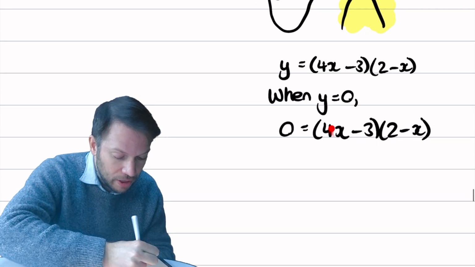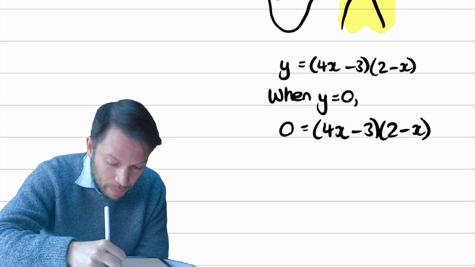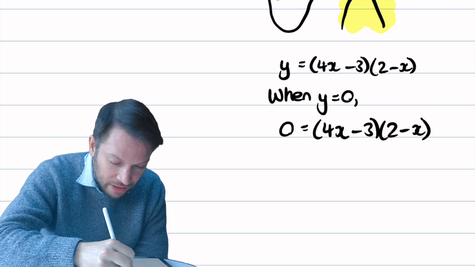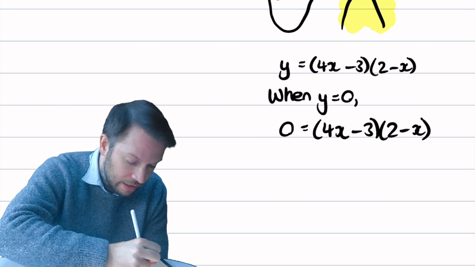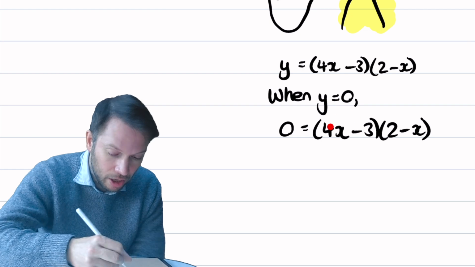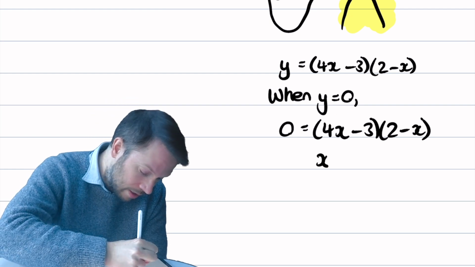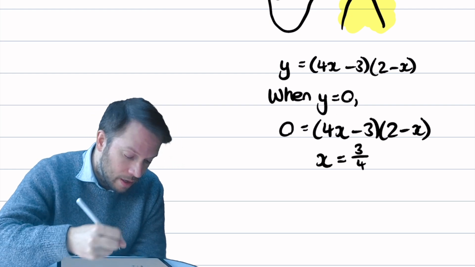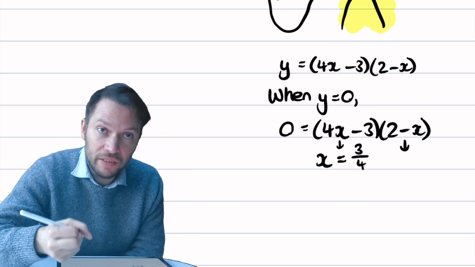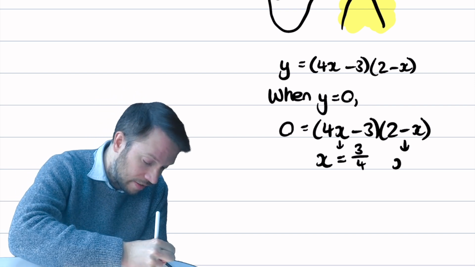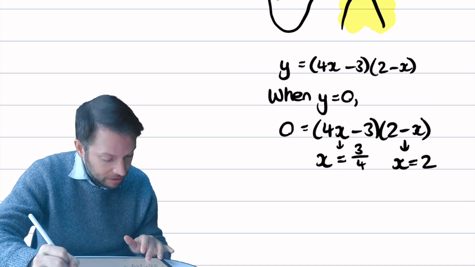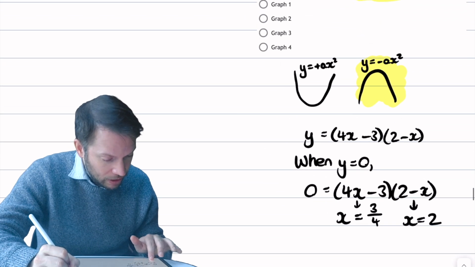So if the 4x minus 3 is equal to 0, remember the quick way of doing it is you can just negate the constant term. So you negate this to become plus 3 and divide it by the number in front of the x. So it's going to be positive 3 over 4. So x could be positive 3 over 4. Or if the 2 minus x was 0, well, 2 minus what is 0? Well, it's 2 minus 2. So you can see that x is equal to 2. So those are the two roots, the two x-intercepts. So we've got 2 and 3 over 4.